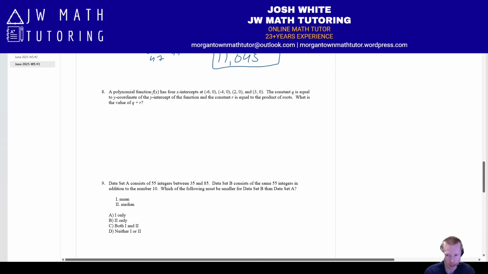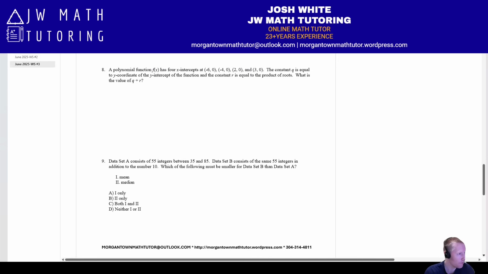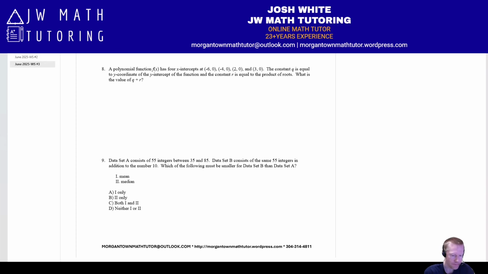All right, let's look at number 8 now. This one is a repeat question that has appeared previously, I think in 2024. With this question, it's asking you for two constants. One is equal to the y-intercept value. The other is equal to the product of the roots. It turns out that on this problem, they're both going to be the same number. So in other words, q plus r is technically going to be 2 times some value.